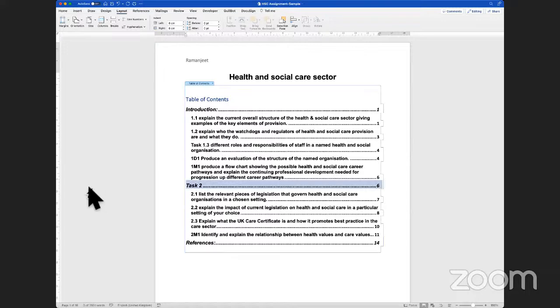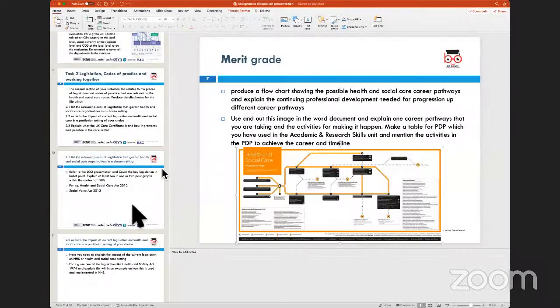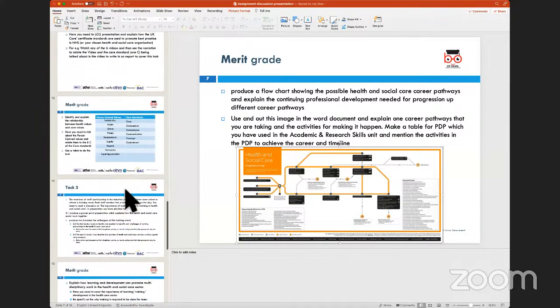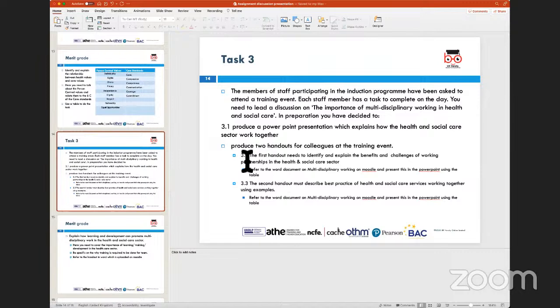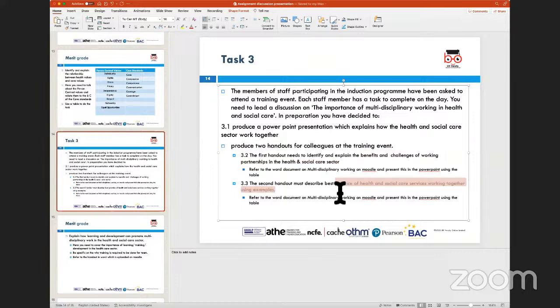and 2. Now, very briefly, if I look at sharing the PowerPoint presentation right now again, and look at creating task 3, the task 3 basically says, produce a PowerPoint presentation which explains how the health and social care sector work together. That's the main bit that we have to do. And what we have to do in that presentation is create 2 handouts, which are going to be further covering details of what are the benefits and challenges of working in the health and social care sector. And the second is how health and social care services are best delivered to patients.